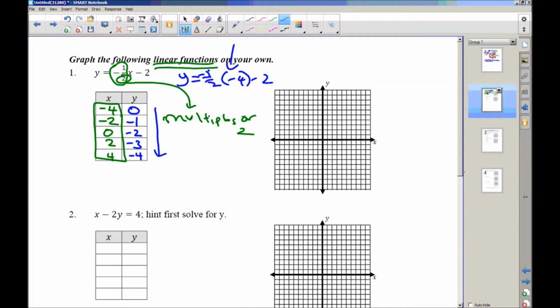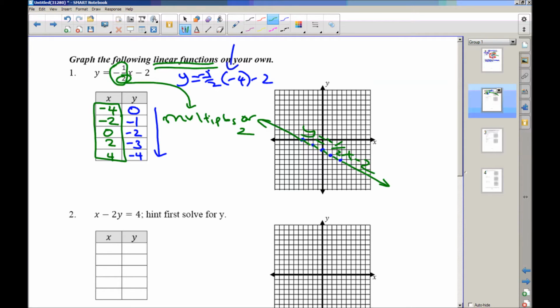All right, let's plot these points. -4, 0 is here. -2, -1 is there. 0, -2 is 0 left and right, 2 down. 2, -3, so 2 to the right, 3 down. And 4, -4 is 4 to the right and 4 down. Okay, so notice these did make a straight line. So we connect them to get a straight line here, and rewrite y equals -1/2 x minus 2 by it.